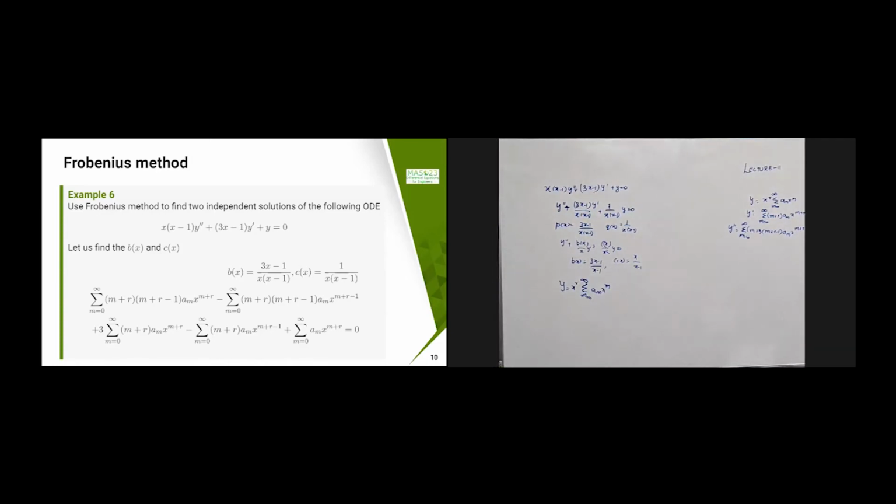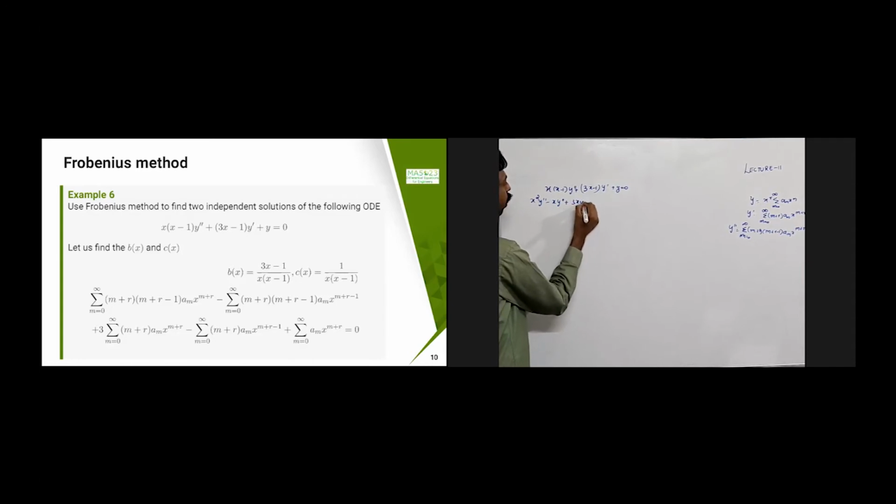This is going to be your y dash and y double dash. So let us substitute it here into the equation: x square y double dash minus x y dash plus 3 x y dash minus y dash plus y equal to 0.